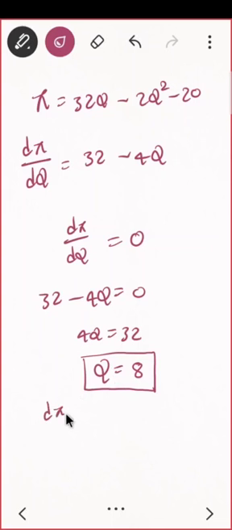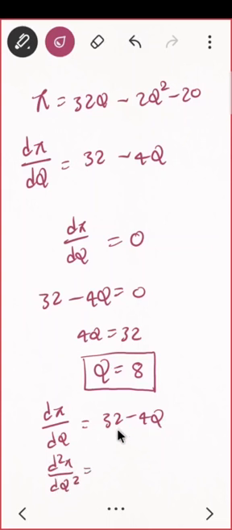Perfect. डबल डेरिवेटिव के लिए सिंगल डेरिवेटिव एक बार फिर से लिखते हैं हम लोग. That is 32 minus 4Q. What is your double derivative? d2 pi by dq2 ऐसे लिखते हैं इसको डबल डेरिवेटिव को. And what is that? Minus 4 ना? That is negative. मतलब क्या? मतलब प्रॉफिट इज मैक्सिमम. करेक्ट. प्रॉफिट इज मैक्सिमम कौन से पॉइंट पे? एट q इक्वल टू 8. एंड मैक्सिमम प्रॉफिट कैसे निकालोगे?